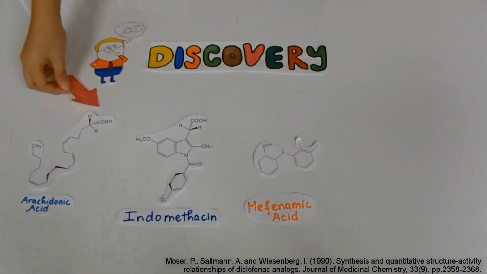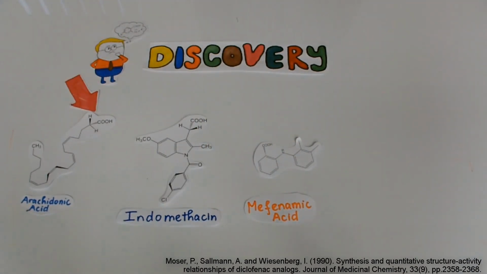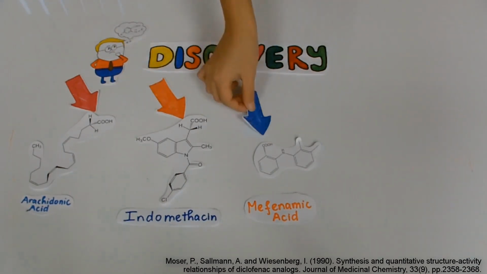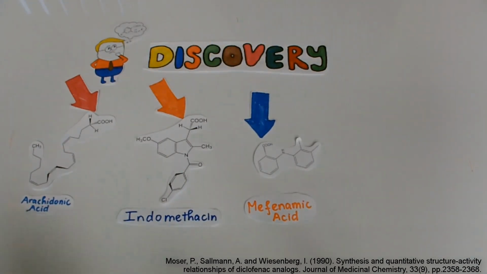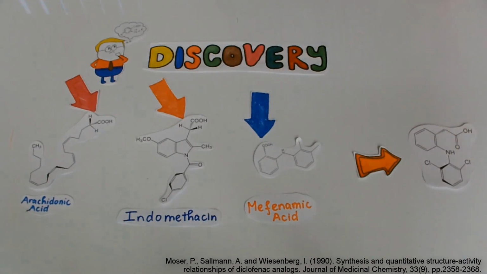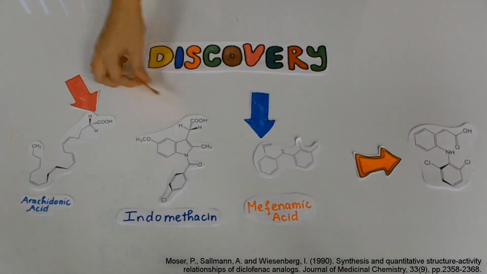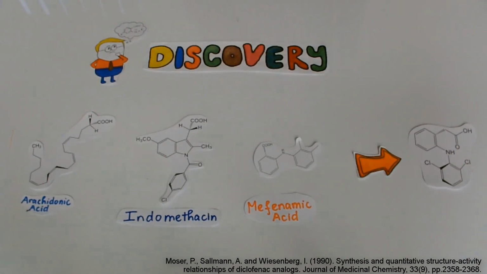By comparing the structure of all three compounds here, it can be seen that the carboxylic acid group is important, as it is present in all three groups, as shown. Hence, diclofenac was produced with the same characteristic carboxylic acid group. In order to make sure the new molecule was weakly acidic, like the other NSAIDs, phenylacetic acid was introduced.